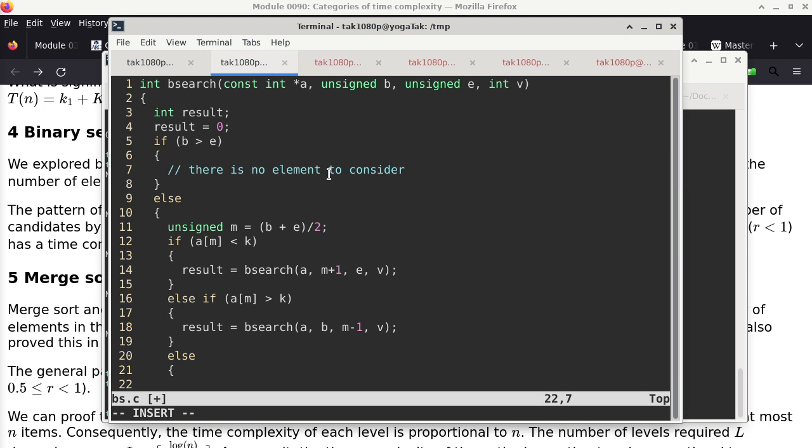How can I end up on line 22? If it's less than, we have already got line 14. If it's greater than, we've already got line 19. So by the time we get to line 22, it means they're equal. I don't even need to check. The fact that I'm on line 22 means we found it, right?